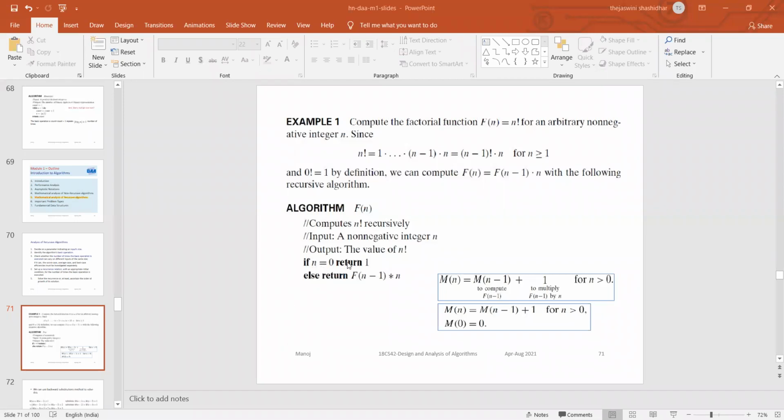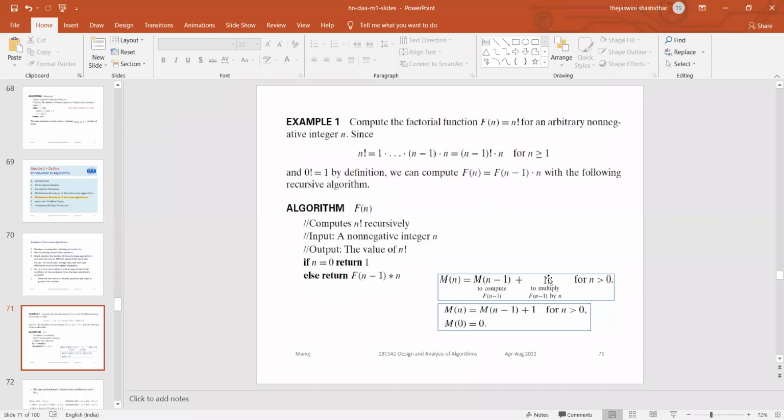If n is equal to 0, what will you do? In f of n, in place of n, you substitute 0. So 0 factorial is equal to 1. Many have given the value 1. So if n is equal to 0, return 1, else return f of n minus 1 into n. Same thing we have written here. As you know, f of n is equal to f of n minus 1 into n. So same thing we are representing here: if n is equal to 0, return 1, else return f of n minus 1 into n.